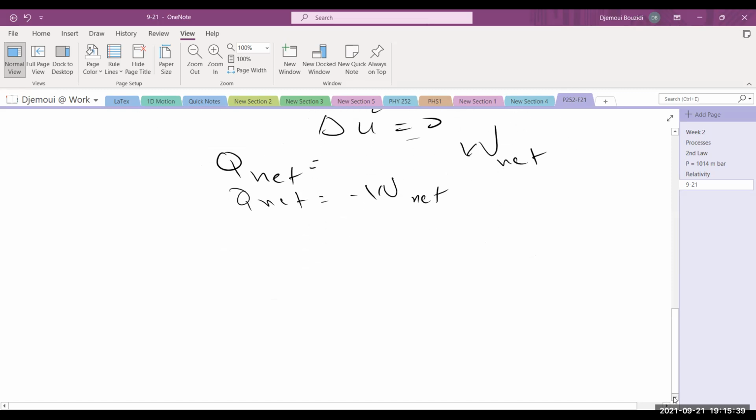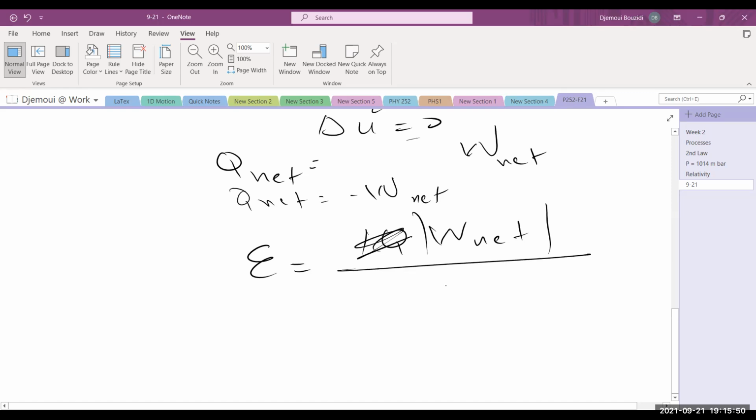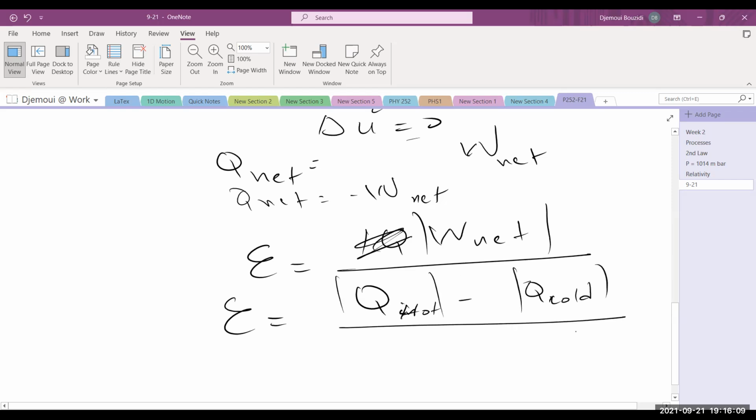Now, one thing that you're going to be facing is finding the efficiency, and the efficiency is actually W net over the Q hot. Or, if you want, it's the Q in or the Q hot, doesn't matter which, minus the Q out or the Q cold, and put them in absolute values. That way, it doesn't matter which convention you're going to be using. You're always going to have the same value, divided, of course, by Q hot.